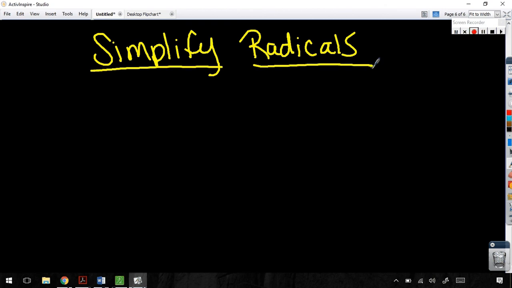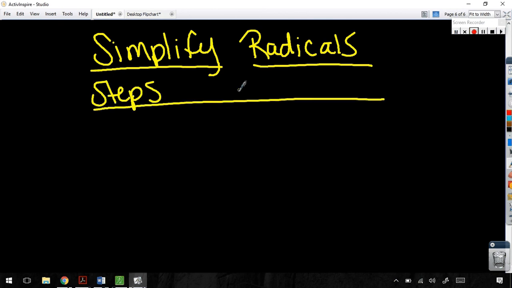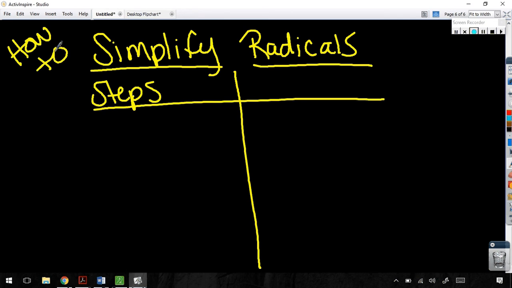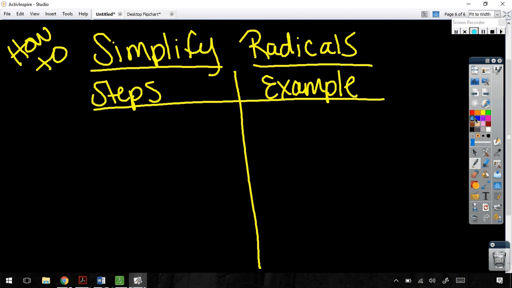All right, I told y'all I like steps when I'm teaching you something new, right? Yes. So, here's what we're going to do. I'd like to show you steps on one side. I should say this is how to. And an example on this side. So, when you're asked to simplify a radical, and every time you deal with radicals from now on, you will be expected to simplify them.